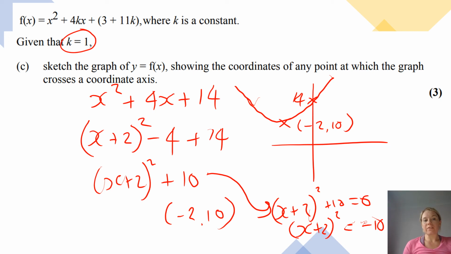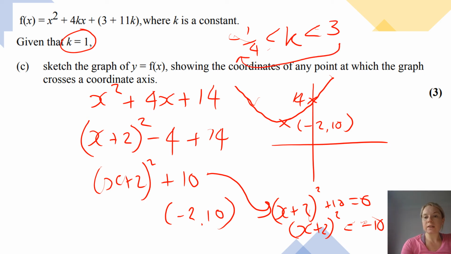Do you know when we said if k is greater than minus a quarter and less than, was it less than 3? Less than 3. So if k is anywhere between these, it's going to make this quadratic a negative, and therefore it's going to float above and have no roots. So that's what we call roots, the ones that go through the x-axis. So hopefully that's okay for you.